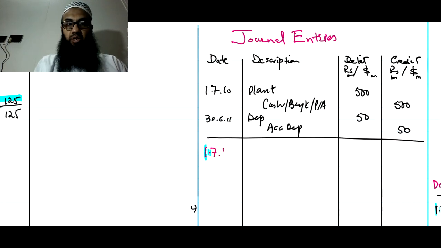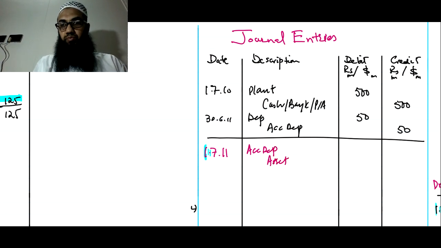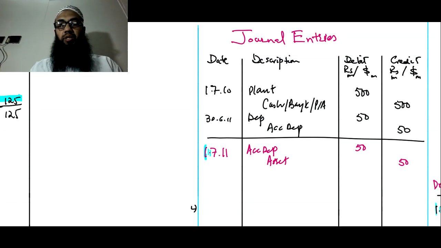1st July 11. The first entry of revaluation should be transfer of accumulated depreciation balance to the asset account, 50. Transfer of accumulated depreciation balance to the asset account. हमें accumulated depreciation account का सारे का सारा balance लेकर जाना है asset account में. ये हमारी पहली entry होगी.